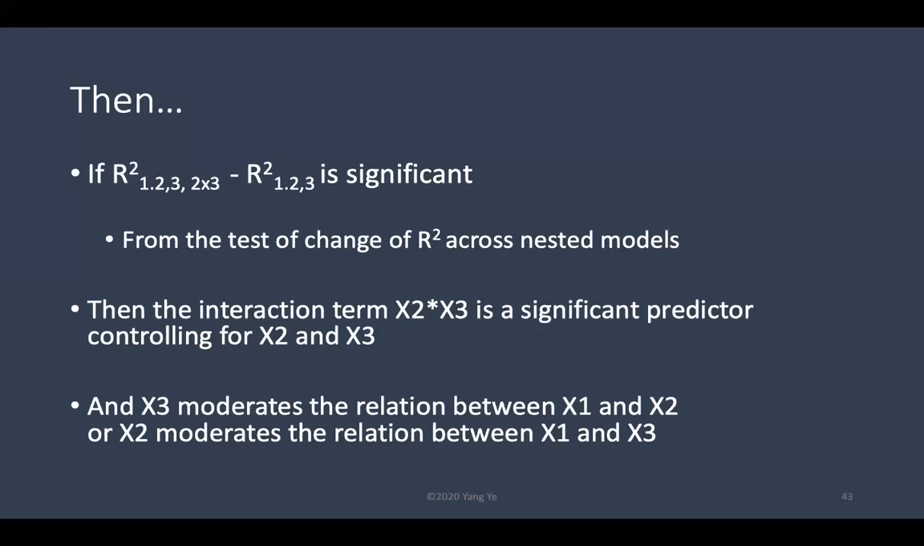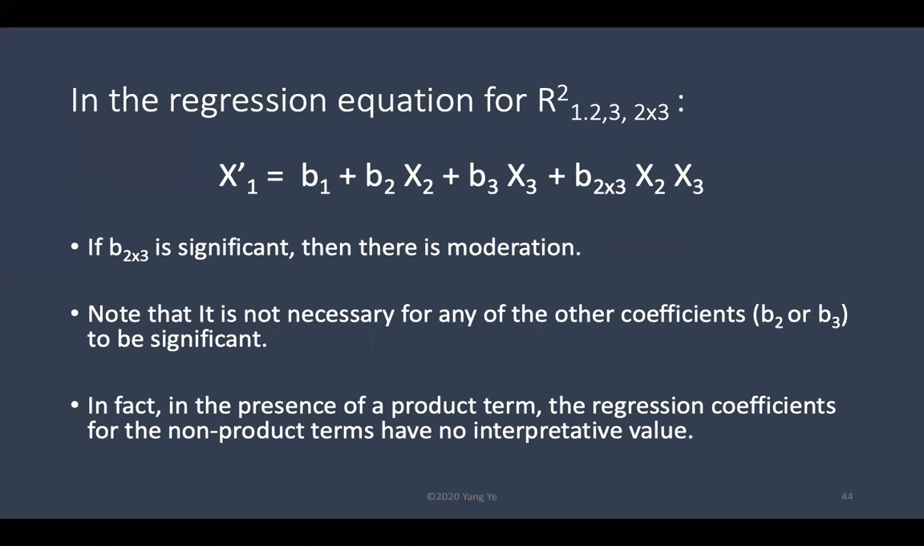And if you remember, the R square change is basically a t-test of the B associated with the interaction of x2 and x3. So you don't really need to produce two different models in order to do what I'm describing here. You can just look at one single model with the interaction term and look at the significance test of the regression coefficient for the interaction term.